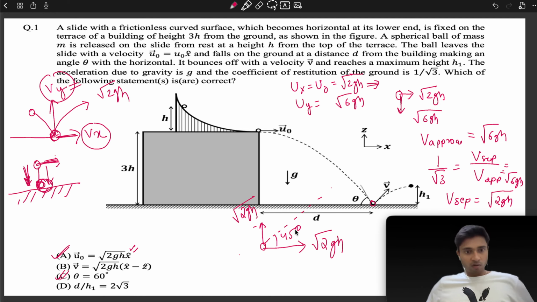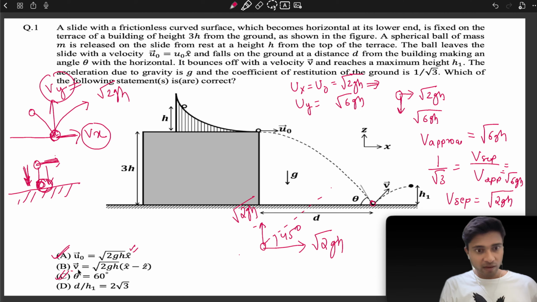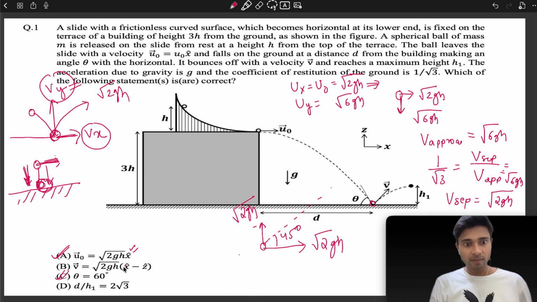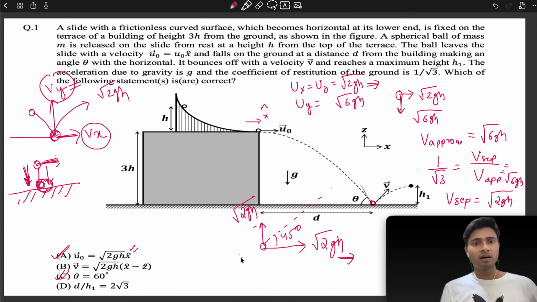So now what do we have to do? Option B was giving us velocity in two components. Okay, root 2gh is right, the magnitude is right. One is showing x cap, and x cap is this. So this is right, root 2gh in the horizontal direction. What was minus z cap? Why minus z cap? Are they saying that z is in this direction? This is positive z.